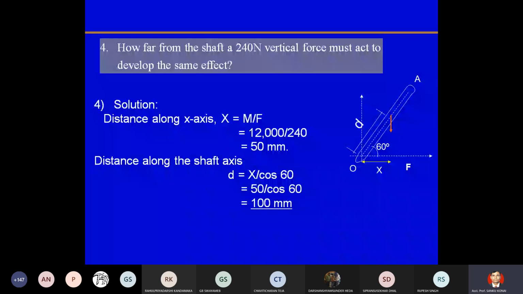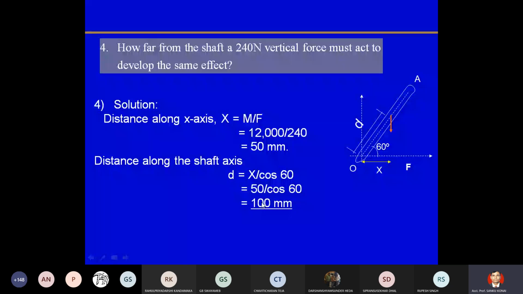So in this question, let's say that the 240 Newton force is applied anywhere in the middle of OA, which is d distance away from this moment center O. Okay. Now let's say this is the 240 Newton force and the distance is d. So what will be the moment? The moment will be d cos theta, because that will be the perpendicular distance. So d cos theta into this 240 Newton. So 240 Newton into d cos theta will be 12,000. From there you can find out the value of d.